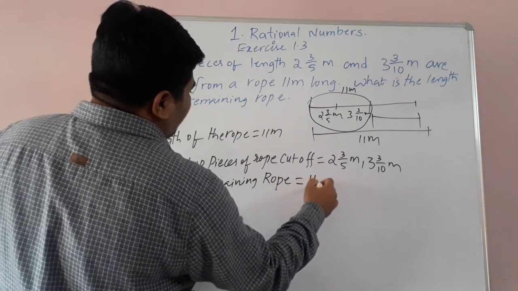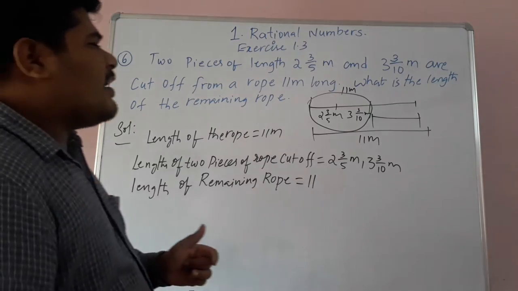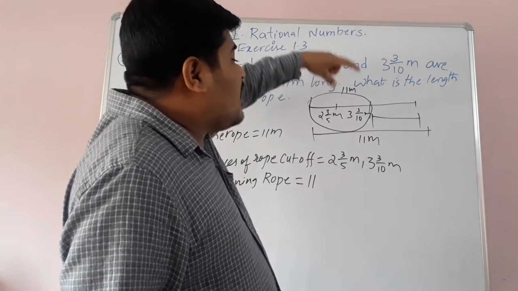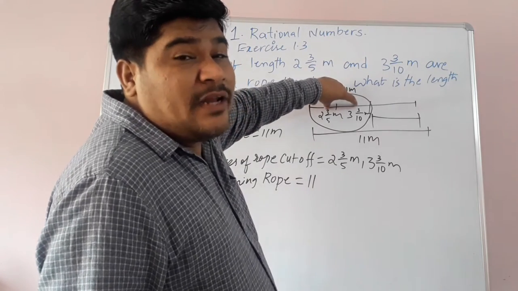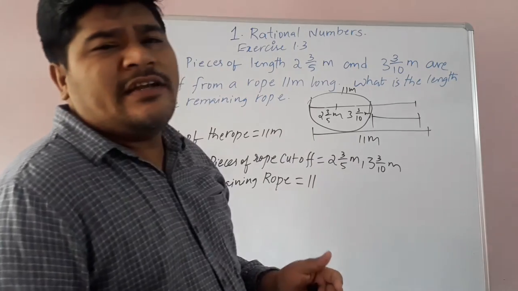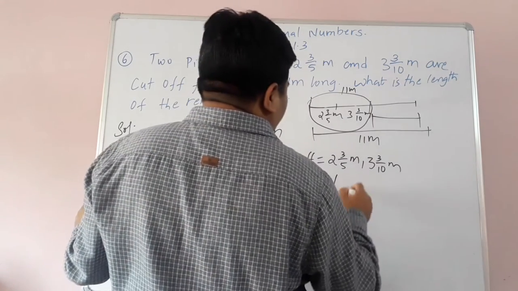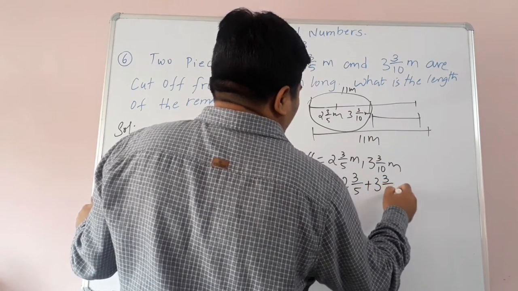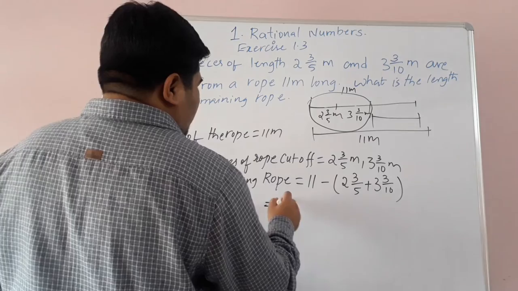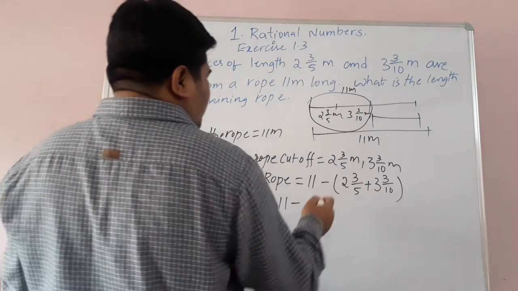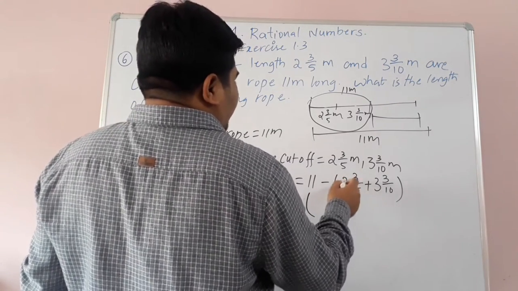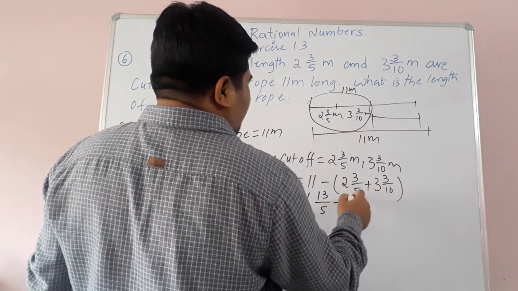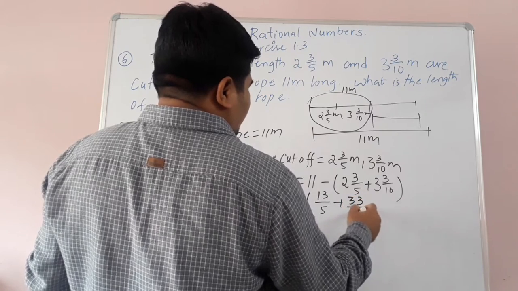11 meters minus. Children, we are cutting these two pieces together, right? If we take the sum of these two parts and subtract that from 11 meters, then we will get the answer. So 11 minus (2 3/5 plus 3 3/10). Children, these are mixed fractions. We have to convert these fractions into improper fractions. So 11 minus (5 2s are 10, 10 plus 3 is 13, 13/5 plus 10 3s are 30, 30 plus 3 is 33, so 33/10).